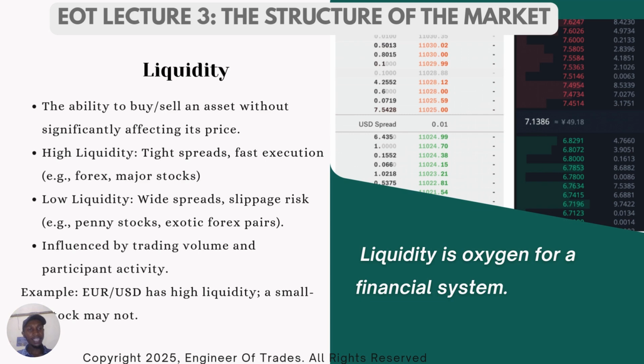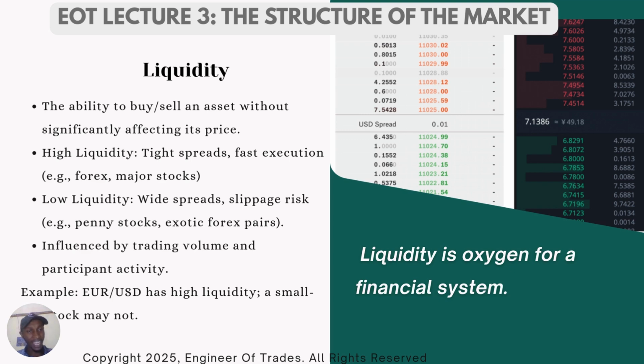You remember in the previous lecture, we were looking at the different key players in the markets, and we had three categories. We had the retail traders, the institutional traders, and also the market makers. And for the market makers, we looked at them as the key providers of liquidity. So liquidity is just the ability to buy or sell an asset without significantly affecting its price. Okay, and liquidity goes hand in hand with the amount of trading volume and the amount of participation which is there.